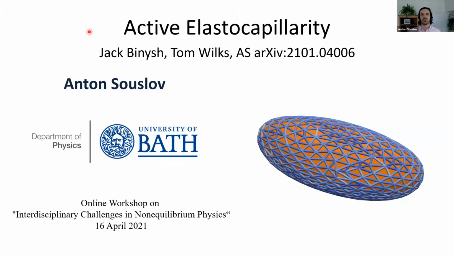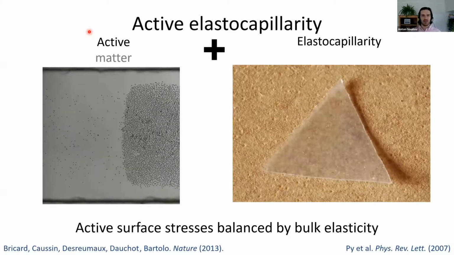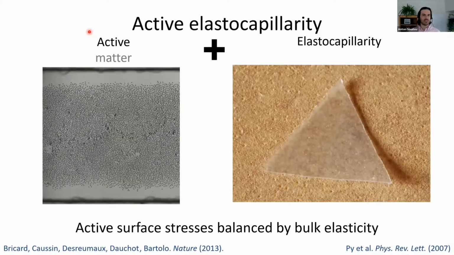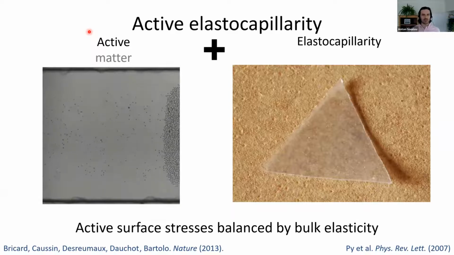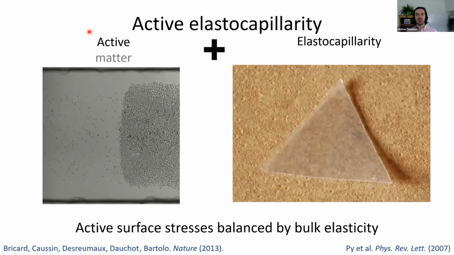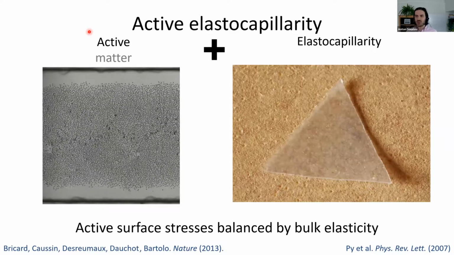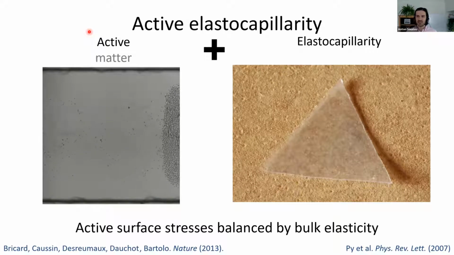The title includes two concepts that may be familiar to you. One is active matter, which we've heard a lot about. And the other one is elastocapillarity. And to introduce that, let me just play you a video of this experimental system.